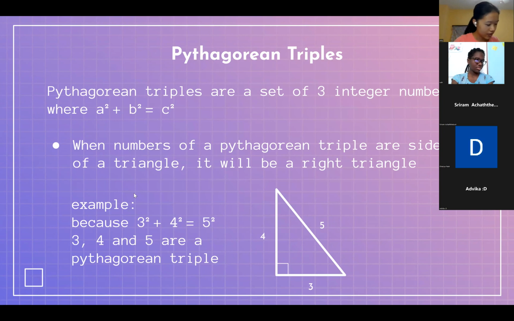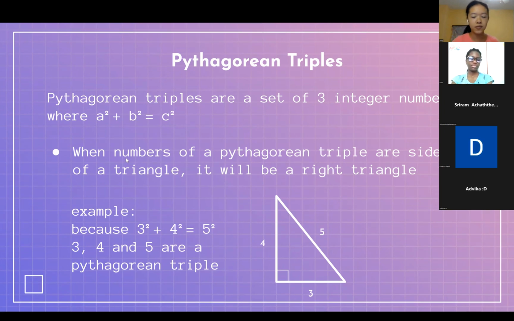You guys probably know what the Pythagorean theorem is. It's where A, B, and C are the sides of a triangle, with C being the hypotenuse. Then A squared plus B squared equals C squared. Integers that satisfy this theorem are called Pythagorean triples, and this is used in right triangles. So for example, 3 squared plus 4 squared equals 5 squared. These could be the side lengths of a right triangle. So 3, 4, and 5 are a Pythagorean triple.